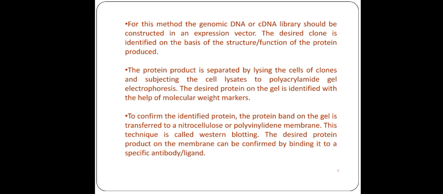The protein product is separated by lysing the cells of the clones and subjecting the cell lysate to polyacrylamide gel electrophoresis. The desired protein on the gel is identified with the help of molecular markers. To confirm the identified protein, the protein bands on the gel are transferred to a nitrocellulose or polyvinylidene membrane. This technique is called Western blotting. The desired protein product on the membrane can be confirmed by binding it to a specific antibody or ligand.